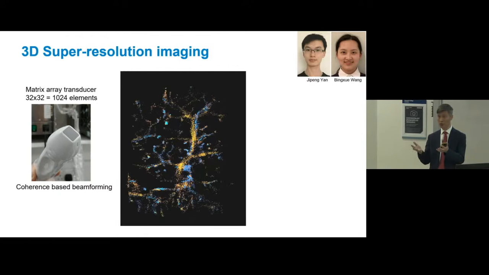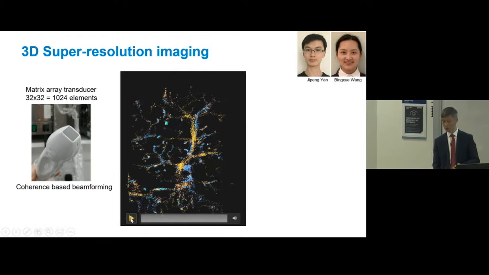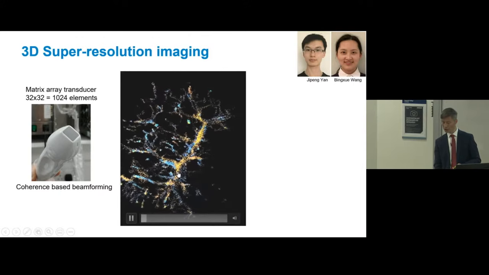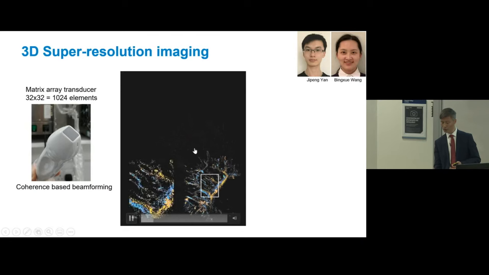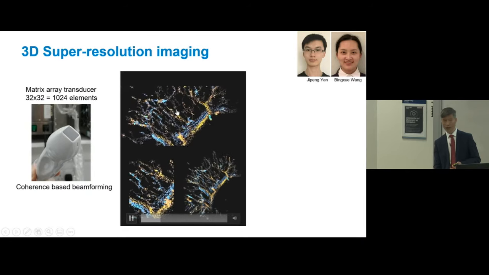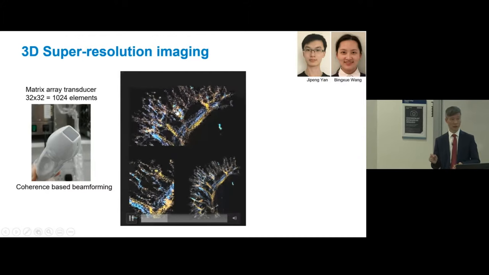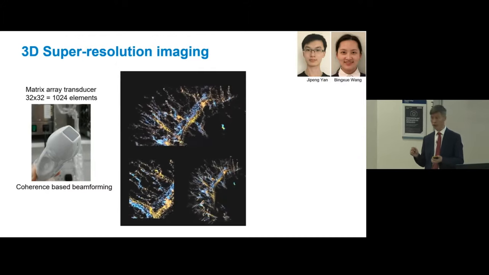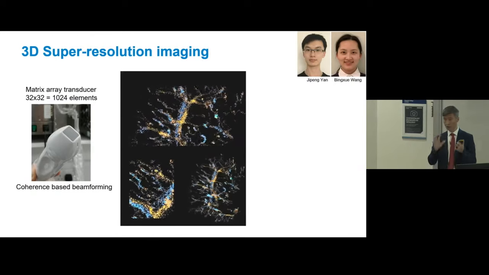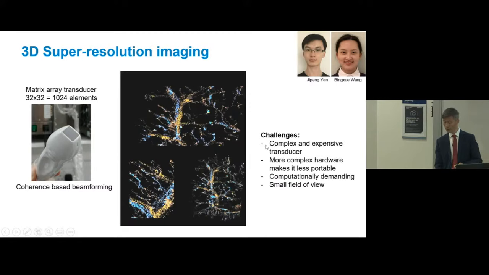But this is the image. Basically, we image, we superlocalize, we track, and this is the image Jipeng generated. If you look very carefully, this is a 3D image, but it's also a movie. You can see there are lots of dots moving around. Every one of the dots in there is a microbubble. So you're looking at microbubbles moving around in a 3D microvasculature. But like I said, this is complex technology, quite expensive, computationally demanding, and it also has a very small field of view, only about one square centimeter at the moment. So it's not really sufficient for many of the organs we want to investigate.